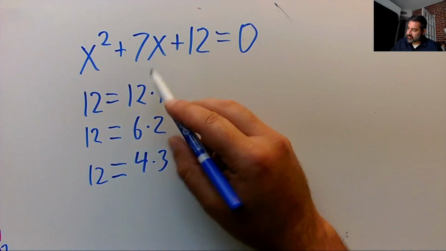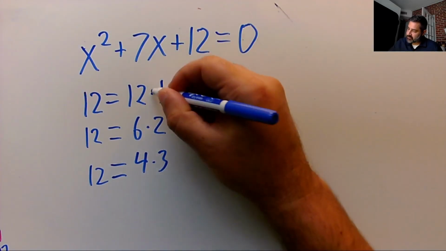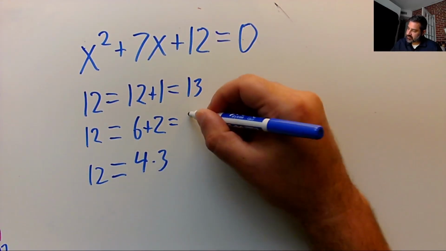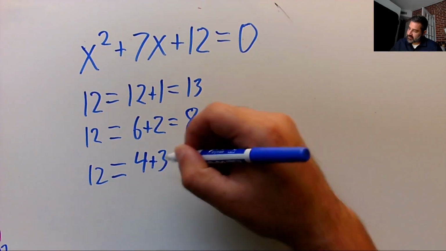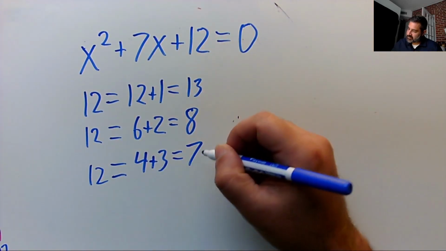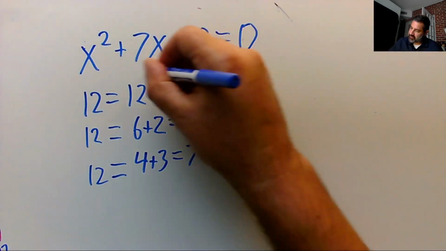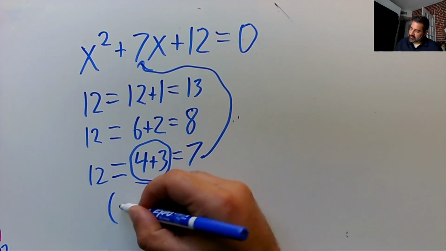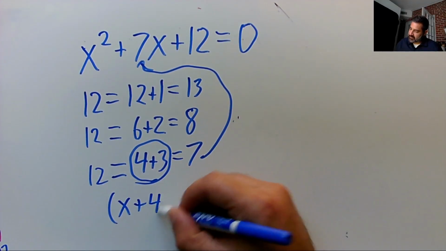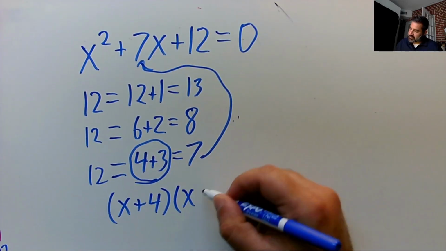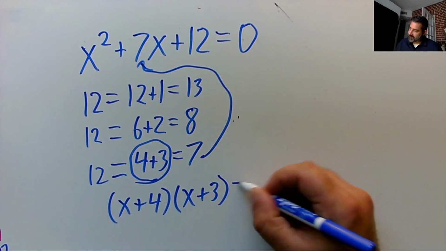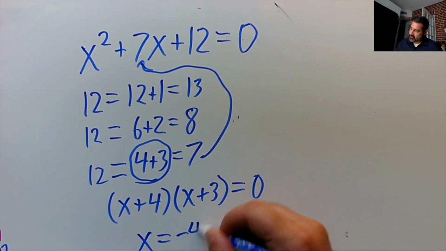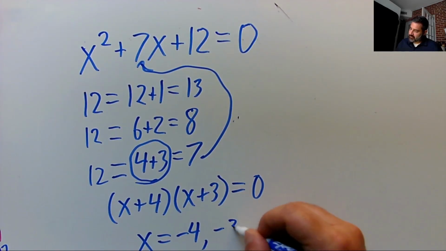And then we also need them to add up to 7. So 12 plus 1 is equal to 13. 6 plus 2 is 8. And 4 plus 3 is 7. So that's the number we're looking for. Now it's just a matter of rewriting it. x plus 4, x plus 3 equals 0. And our answers are going to be negative 4 and negative 3.